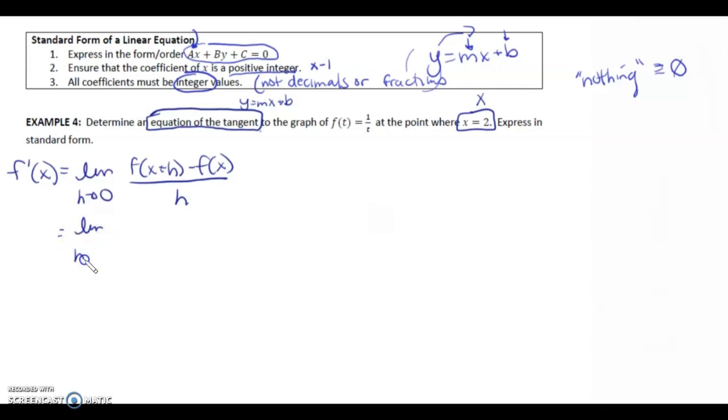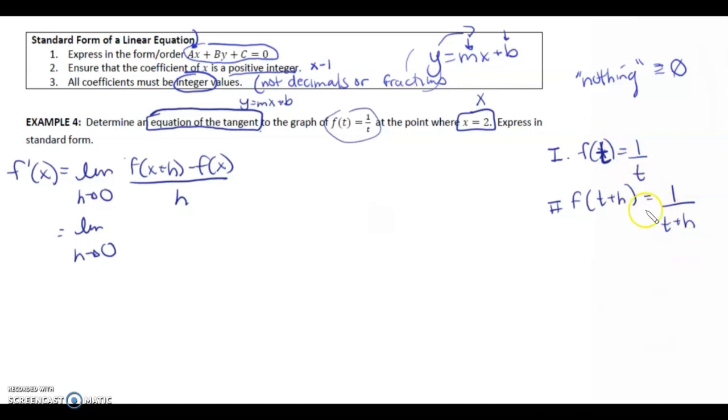Okay, so we're going to have the limit as h approaches 0. And if you want to do the 3 steps, you can, to the side of my paper. I'm going to go way over here. If we have f at x plus h, that'll be step 2. We'll do f at x first, which is f at t. It's going to be 1 over t, right? That's the original. And then if we have f at t plus h, we're going to have 1 over t plus h. Okay, we can't simplify either of these.